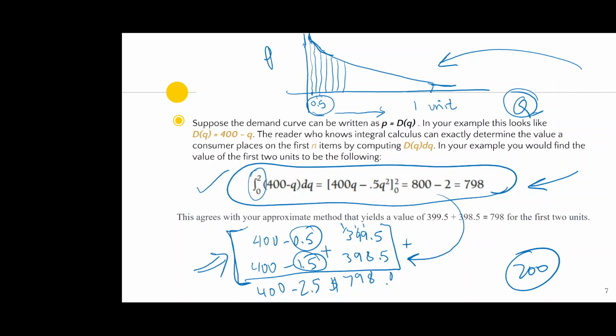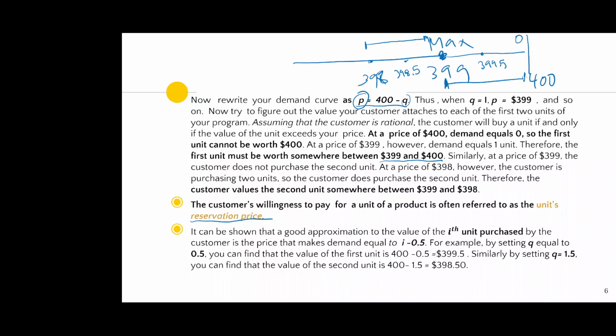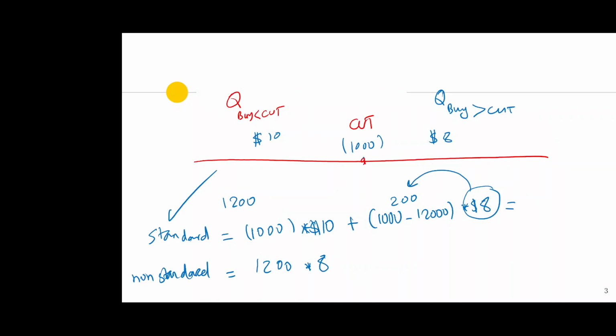So I hope that this video wasn't very difficult for you to understand. We talked in this video about standardized and non-standardized quantity discount pricing. With the standardized quantity discount, which is the most common, we basically compute the revenue for all the units below the cut plus the revenue of the number of units after the cut multiplied by the new price. With the non-standardized, which is usually not the case, we just multiply the total units by its corresponding price. If it's below 1,000, it will be multiplied by $10. If you buy more than 1,000, you multiply it by $8.